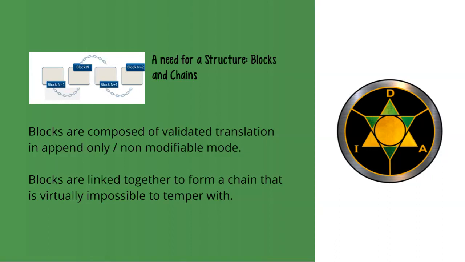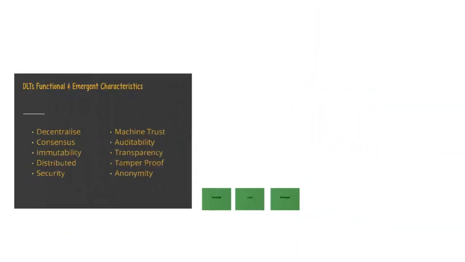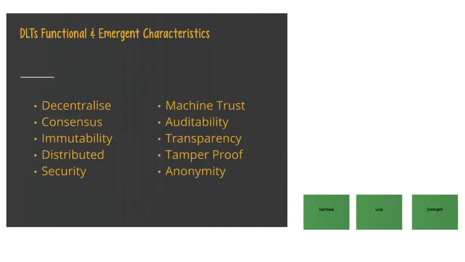This is the end of this second module, the fundamental building blocks of blockchain. And I want to introduce you very quickly to our next module, which will be about going through the characteristics, both the functional and emergent characteristics, of blockchains or distributed ledger technologies in general.